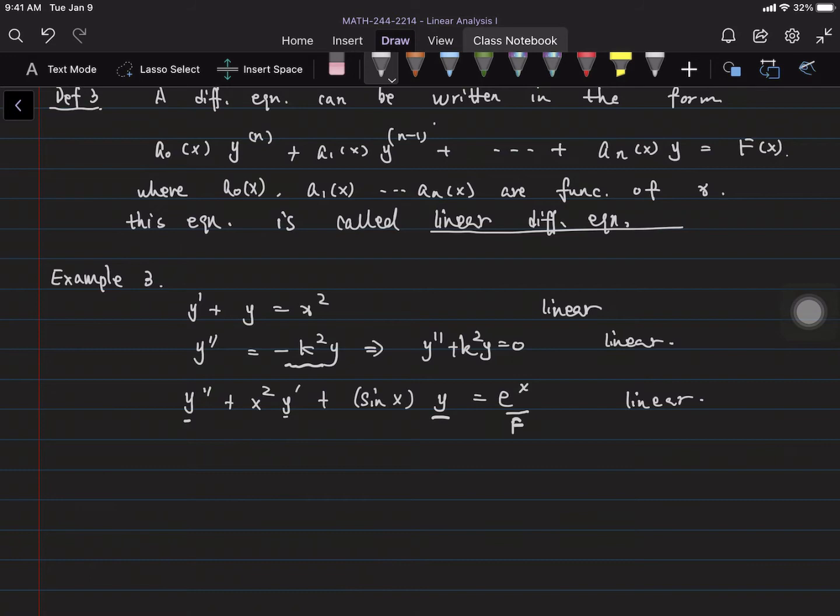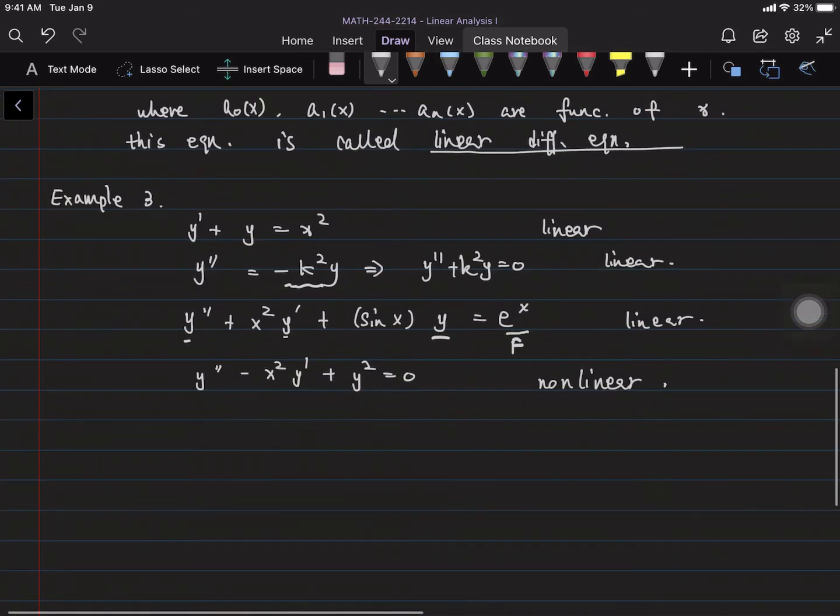Let's take a look at another one. For this one, the first equation, we can see we have a term with y squared, so this is nonlinear. In our class, at the beginning, we just deal with linear differential equations. At the end, we may look at some nonlinear.